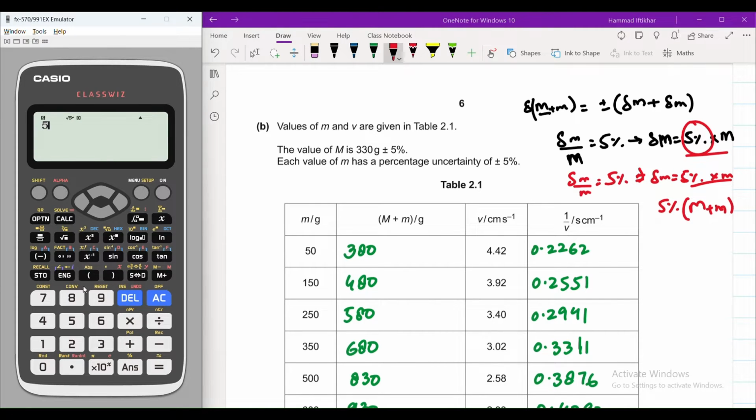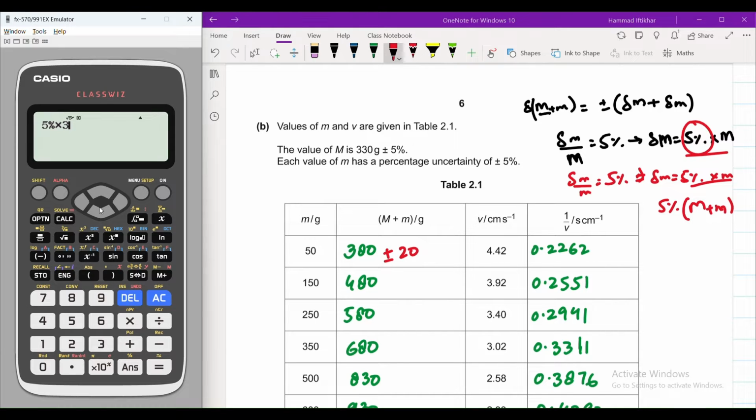So 5% of 380 is 19. Absolute uncertainty has to be given in one significant figure, so we'll convert this into 20.